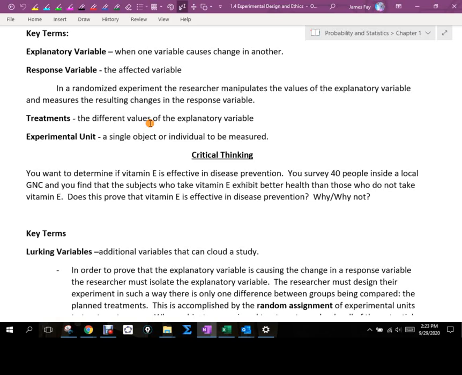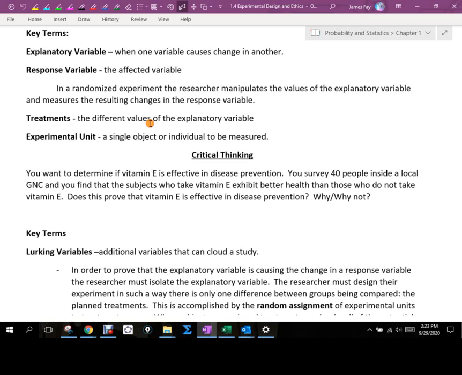Okay, so the sample is the collection. Population is who we're trying to develop an idea or a conclusion about. It's impossible for us to get the whole population, so we take a sample, and that group is the sample, and then each individual inside that sample is an experimental unit. Okay, does that make sense?